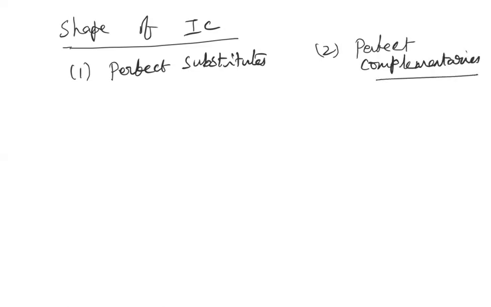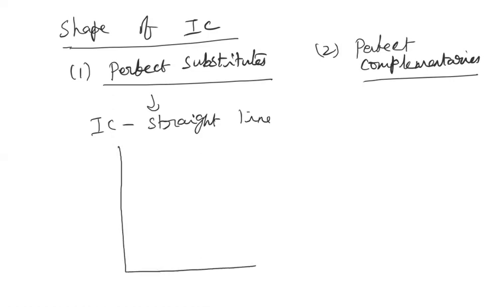So what is the shape of the indifference curve for perfect substitutes and perfect complementaries? For the perfect substitute, the shape of the indifference curve will be a straight line. Let us assume good X is cups of coffee on the X axis, and good Y on the Y axis.